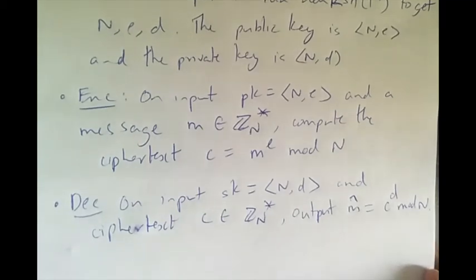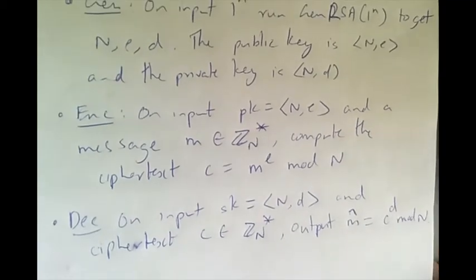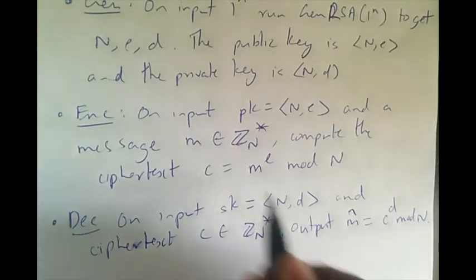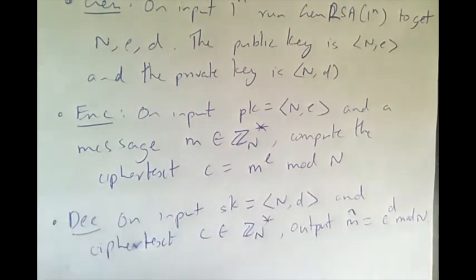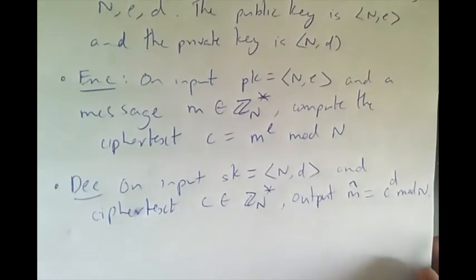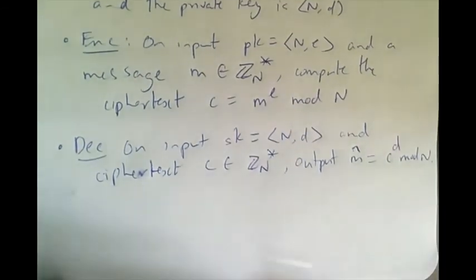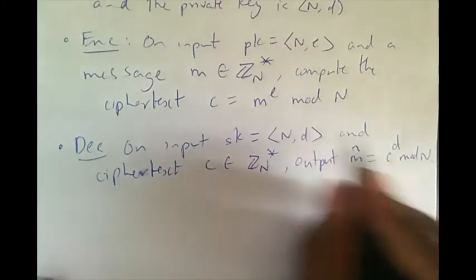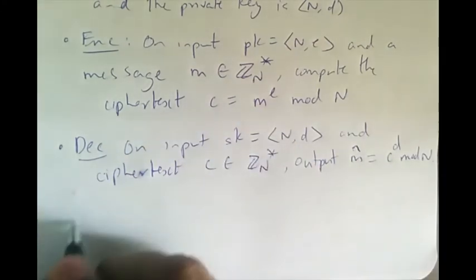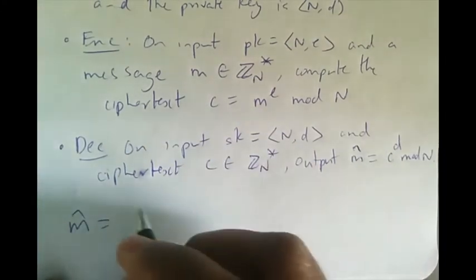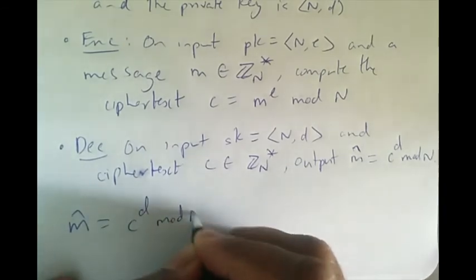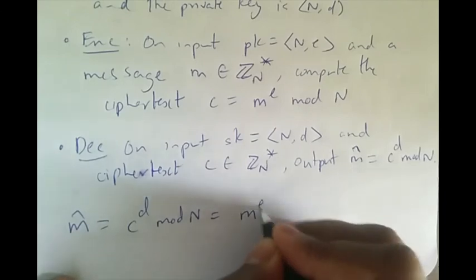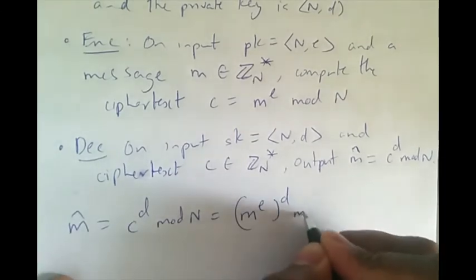So let's see, is this a valid encryption decryption scheme? For it to be valid, if I encrypt M and I decrypt using this method, I should get back M. So do I really get it back? Let's check that. If C is equal to M to the E mod n, what is M hat? M hat is C to the D mod n, which is M to the E whole raised to D mod n.